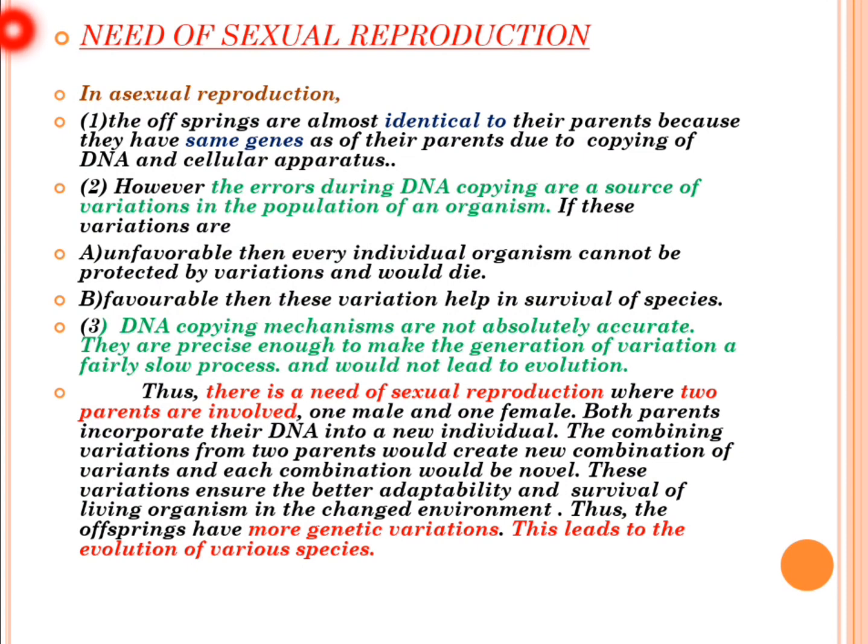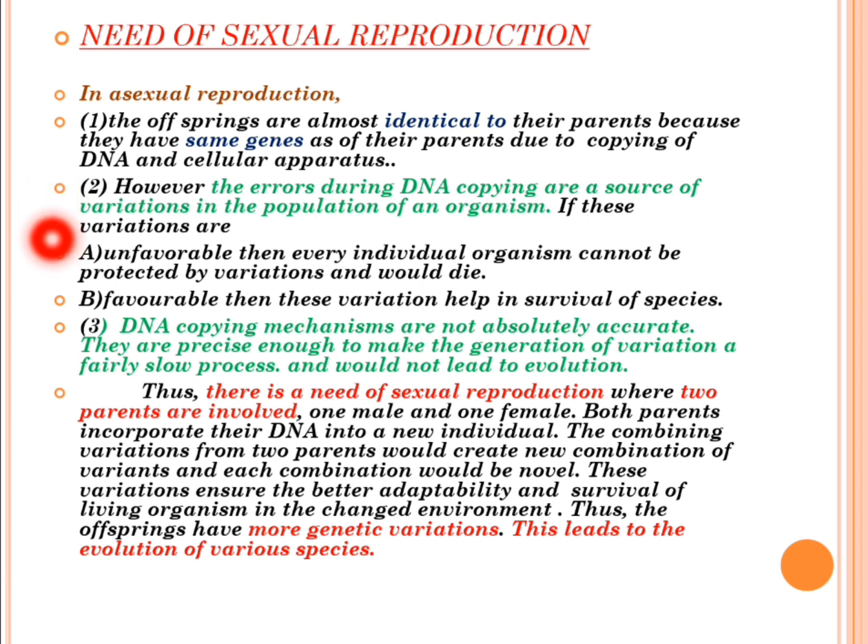What is the need of sexual reproduction? Students, in the previous lecture, you have learned that in asexual reproduction, the offsprings are almost identical to their parents because they have same genes as their parents due to copying of DNA and cellular apparatus. You have also learned that DNA copying is not an error-proof method. It involves certain errors, and errors during DNA copying are the source of variations in the population of an organism.